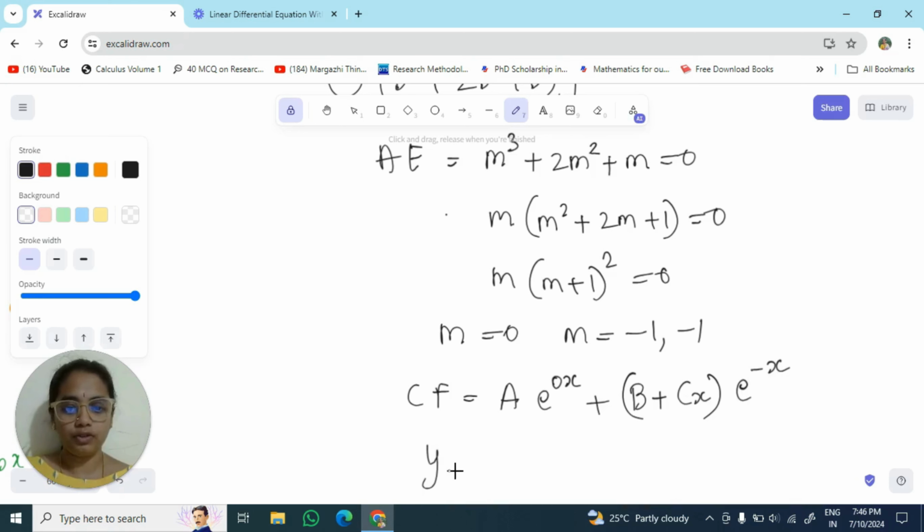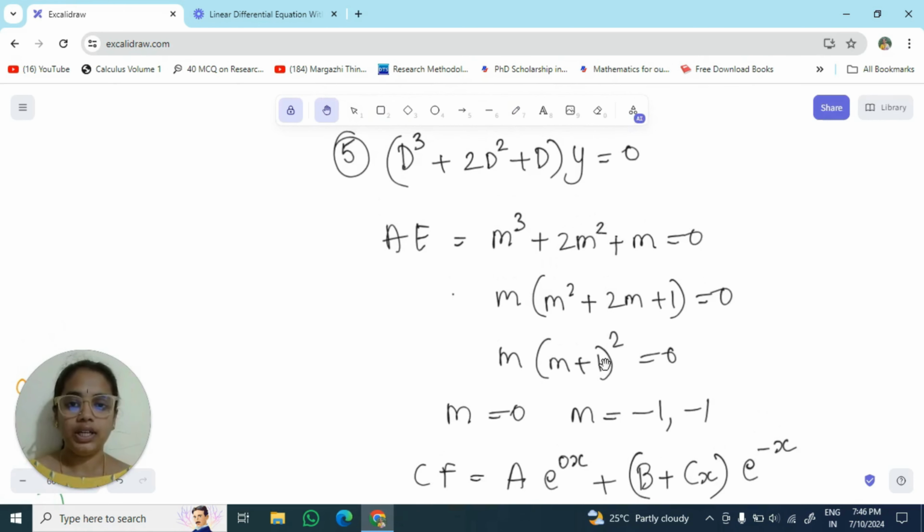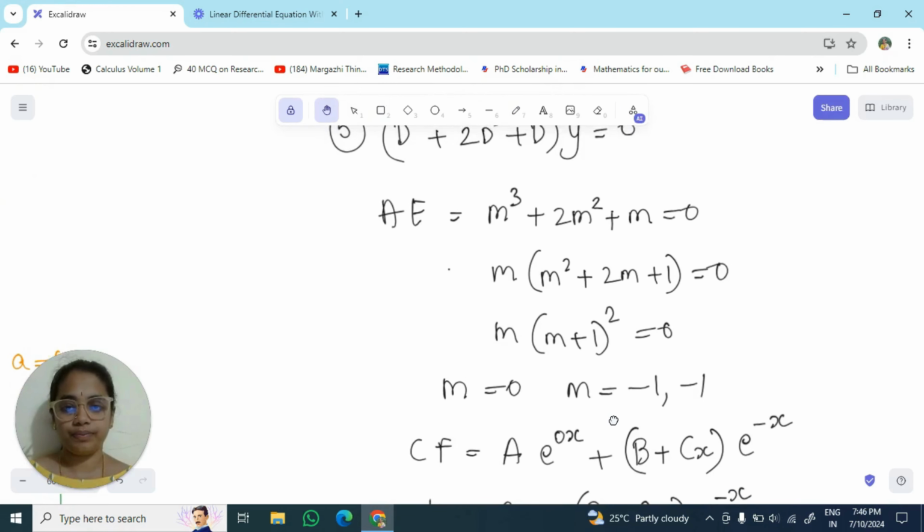Or I can also write it as, we know that e to the power 0 is 1, so a into 1 is a itself, plus b plus cx e to the power negative x. Okay, this is the final solution of the given differential equation.